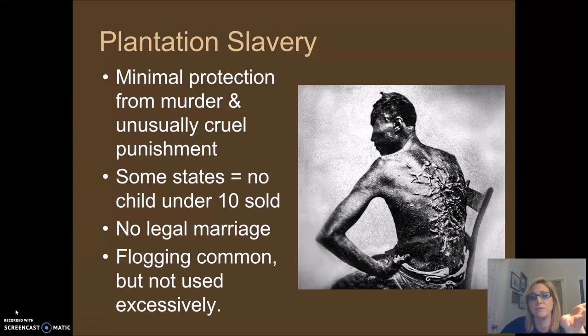So this is a picture of a man who has been flogged. Whippings were common. If you acted out in any way, you actually were seen to deserve the punishment that you received, even if your back does end up looking like this. This is atrocious. This is an atrocity. And in no way can you ever defend something like this.